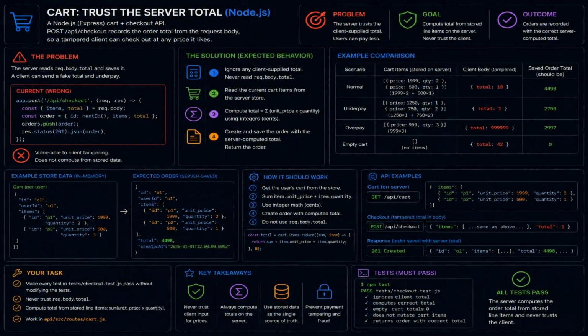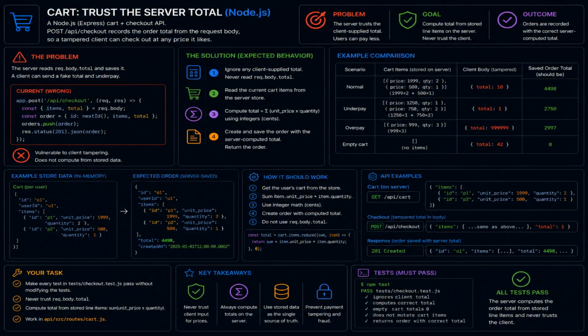Hello everyone, in this video we are tackling a critical security vulnerability ticket on Develow.com. Currently, our checkout API route accepts the order total directly from the request body payload. This means a malicious user or a tampered client could modify the payload data in transit and purchase a $1,000 cart for just a single dollar.